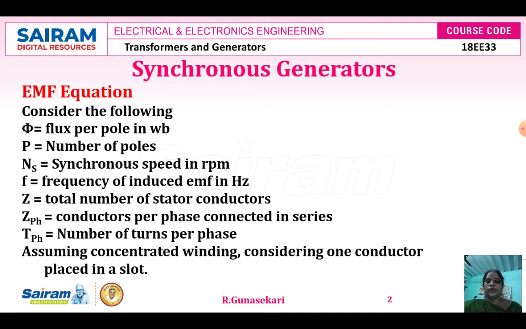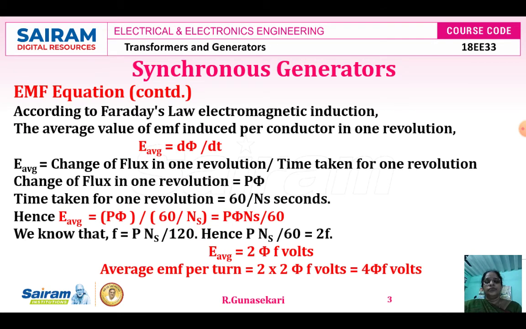Here we are assuming concentrated winding. Two types of winding are there: distributed winding and concentrated winding. We are considering the concentrated winding for the synchronous generator, that is, the armature winding is concentrated winding. So one conductor is placed in one slot only. This is the basic one. But now we have to derive the formula.